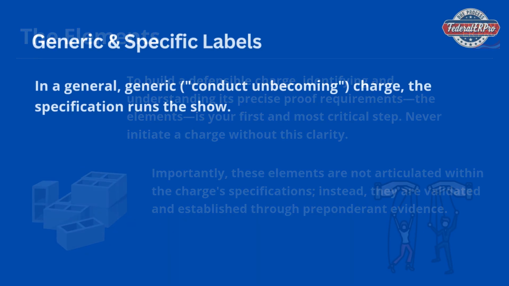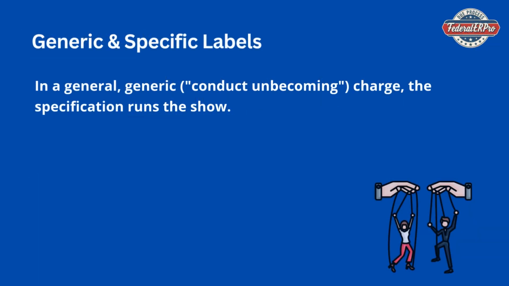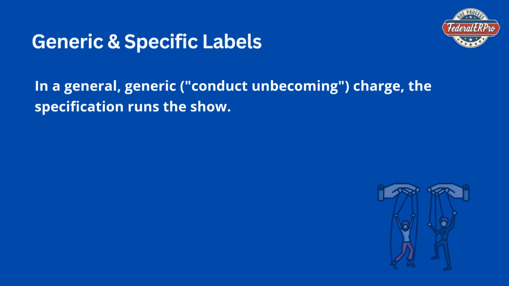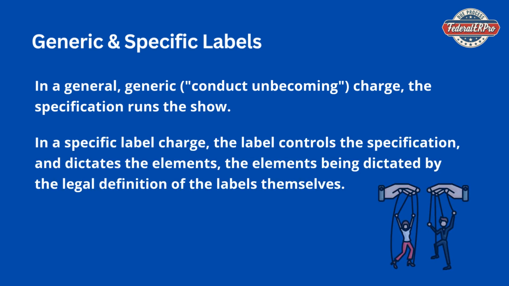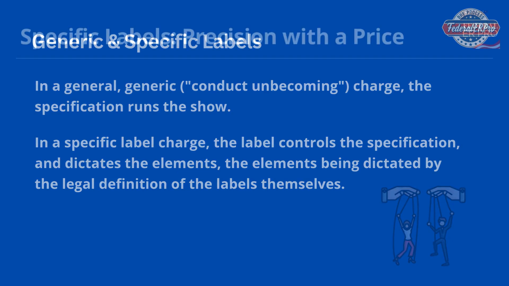The relationship between the label and the specification changes depending on the type of label used. With a generic charge like Conduct Unbecoming, the specification truly runs the show and carries the weight. However, with a specific label, the label itself dictates the elements and therefore takes on telling a large part of the story, meaning the specification doesn't have quite as much work to do.